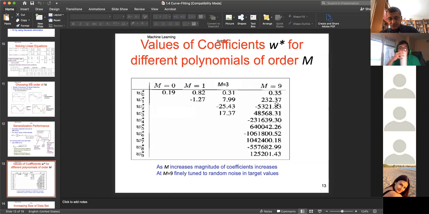0.35, 232.37, minus 5,321, 48,568. This is what? 231,639, 64, right? 640,042. Look at this, w6 is minus 1,061,800. w7 is going to be 1,042,400. w8 is again 55,000, right? 557,000, 125,000. It's really interesting.